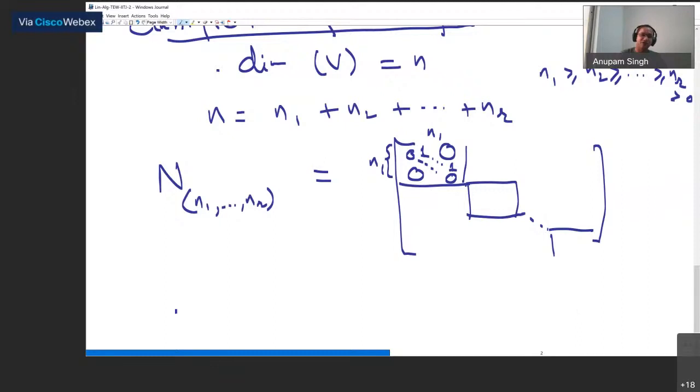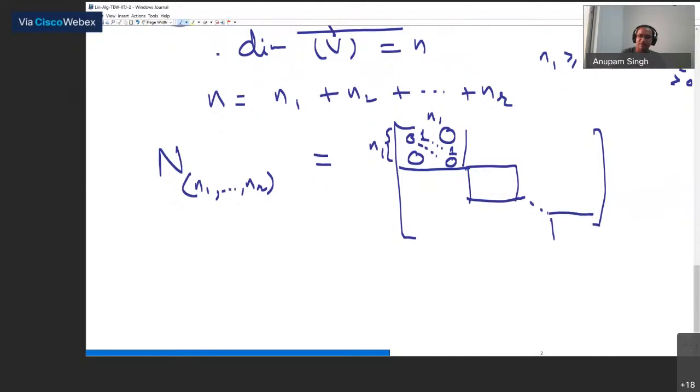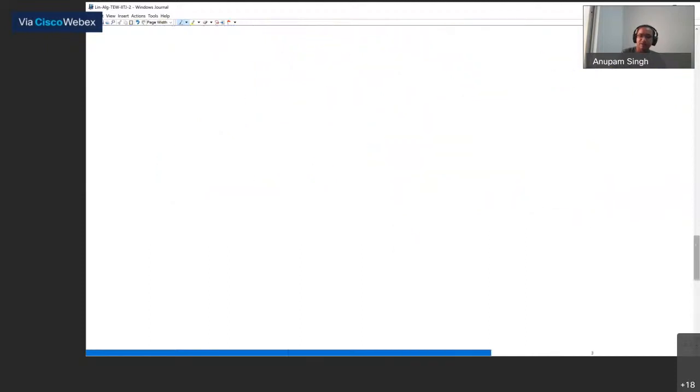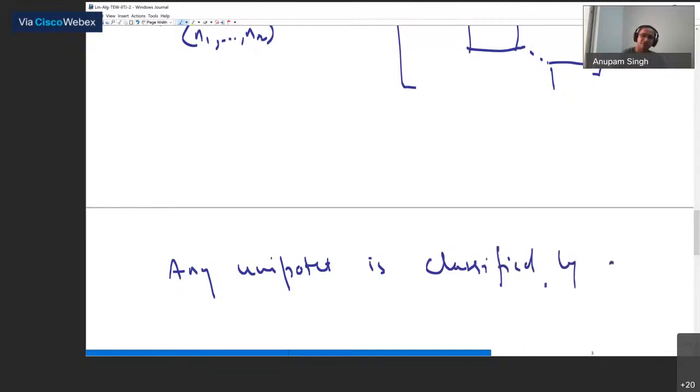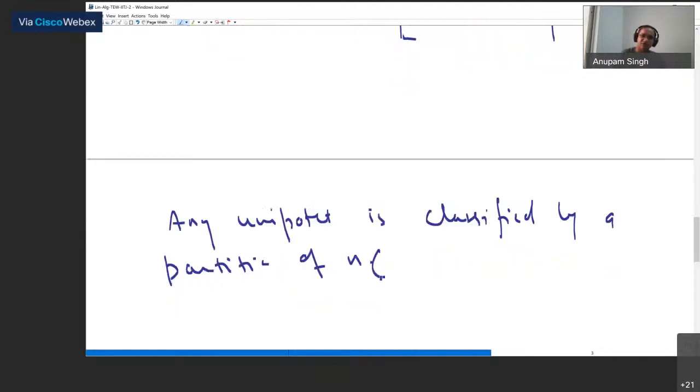And if you are trying to understand unipotent, any unipotent will also be classified by a partition, where on the diagonal, instead of 0, 0, 0, it will be 1. So any unipotent is classified by a partition of n and up to similarity. So if I want to write the complete statement, up to similarity.